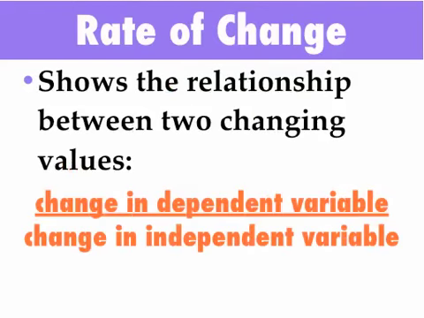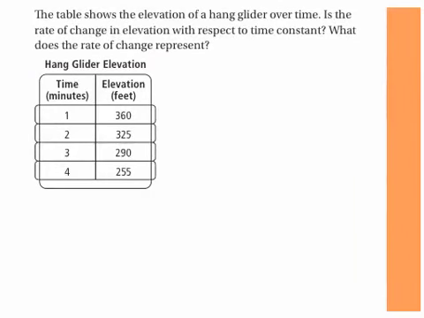We're going to show that relationship by putting the change in the dependent variable over the change in the independent variable. This is going to be very similar to slope. We're just calling them dependent and independent variables instead of x and y, which we will talk about here in just a second. The table shows the elevation of a hanging glider over time.